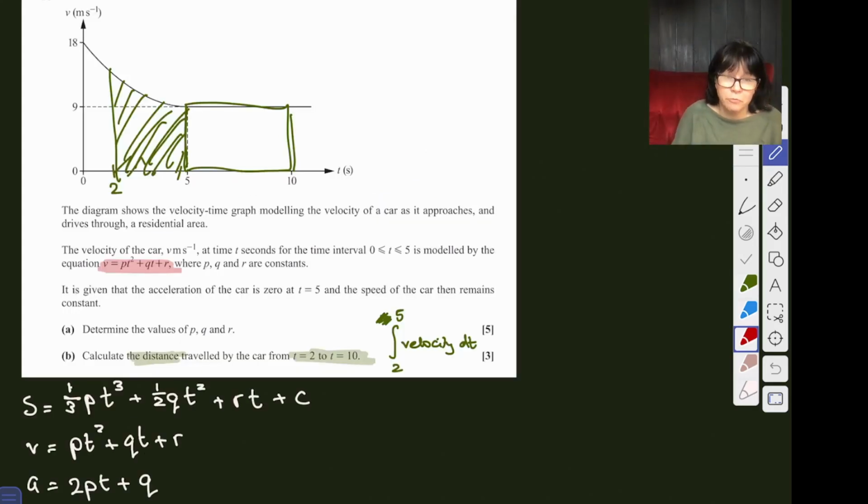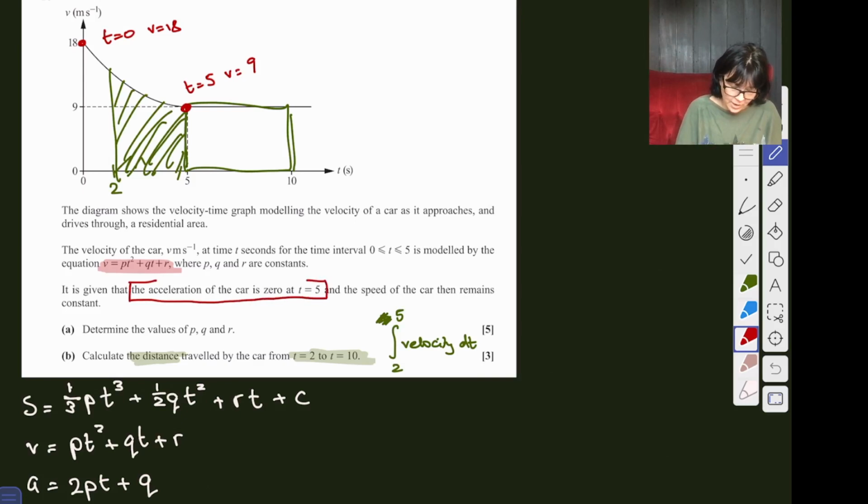Oh, this one we don't know 3 things. We don't know P, we don't know Q, we don't know R. So there must be hidden in here 3 pieces of information. I can see one of them really easily here. When T is 0, V is 18. Here's another one that's really easy. When T is 5, V is 9. But that's only 2 pieces of information. I need 3 pieces of information to get 3 unknowns. Here's the third bit. The acceleration is 0 at t is 5. So that third piece of information says when t is 5, a is 0, no acceleration.